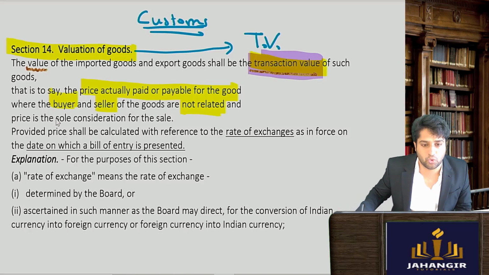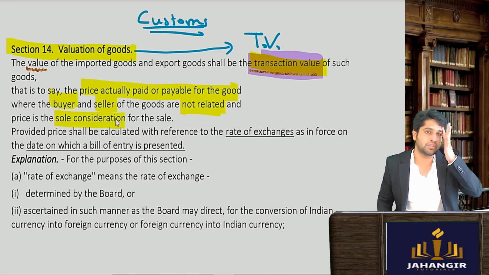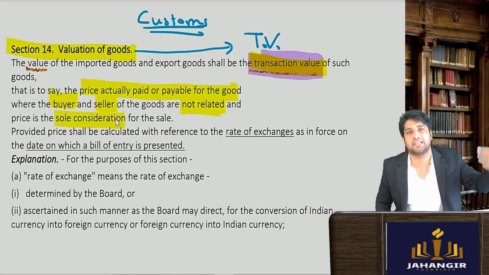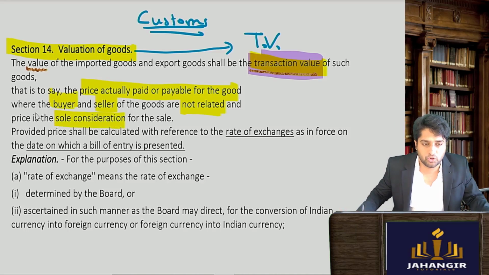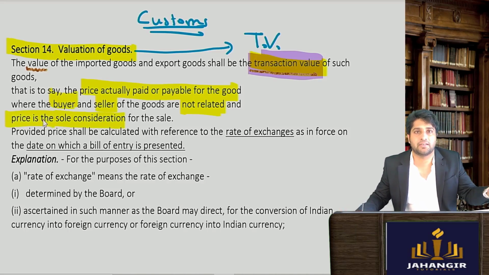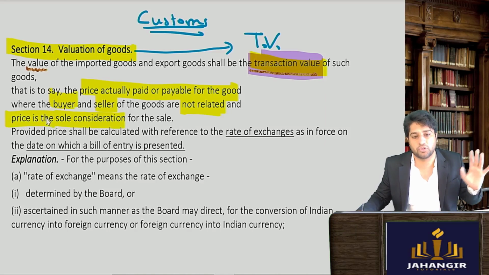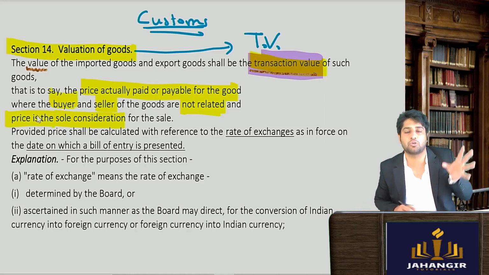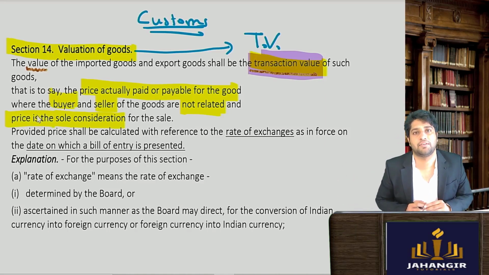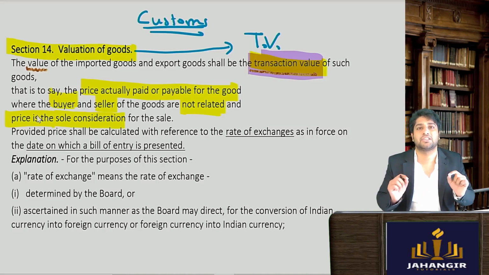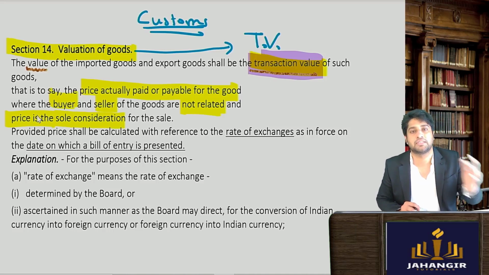And price is the sole consideration. When I say price is the sole consideration, it means you have paid money and that's it, nothing else. So whatever money you have paid is considered to be the value of the goods. But if I say I'm giving you 10,000 rupees and 5,000 worth of my services, then we cannot trust the transaction value. Transaction value is the price the buyer pays to the seller.